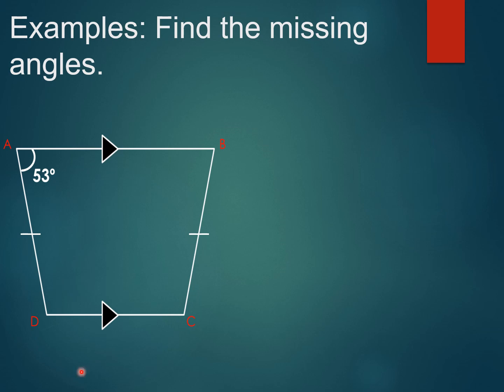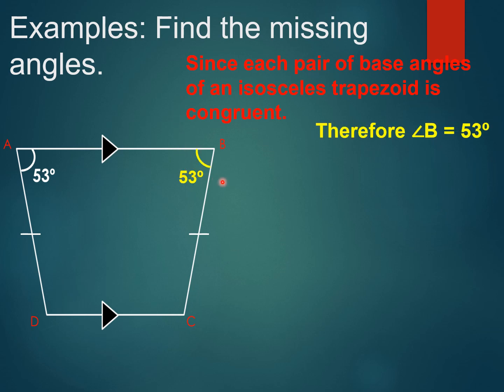The given figure here is an isosceles trapezoid. So we're going to find the missing angles. There is only one angle given, that is 53 degrees. So we're going to find angle B, angle C, and angle D. Since each pair of the base angles of an isosceles trapezoid is congruent, then we can say that angle B here is also 53 degrees, congruent to angle A.